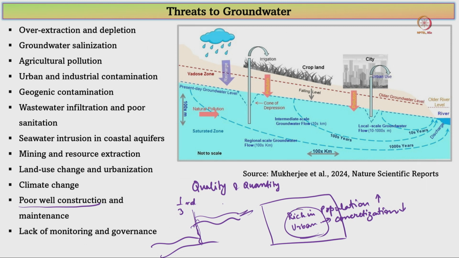What other kind of issues do we see? We see something called groundwater salinization. That means near the coastal areas, if the groundwater level is falling, and this is the older water level, then the sea water is going to come and enter into the aquifer, and you see this phenomenon in almost all coastal areas.